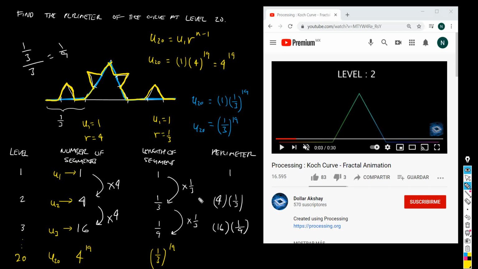We're done. The perimeter is just the multiplication of the number of segments times the length of each segment. So we get the solution, which can also be written like so: 4/3 to the 19. That's it, guys. Okay, so I hope you have understood this one, guys.